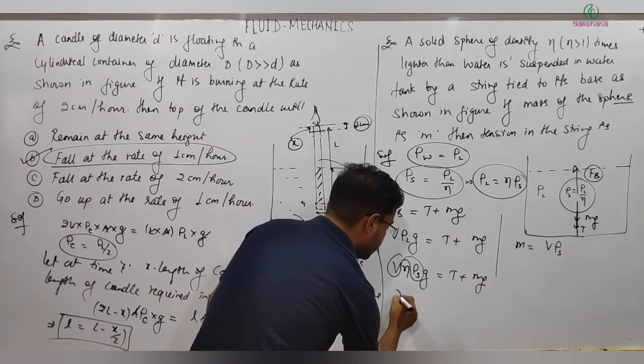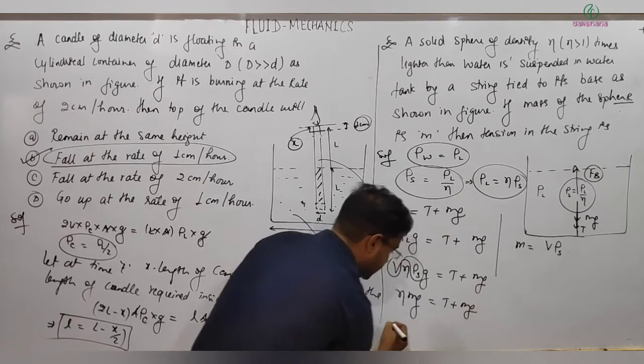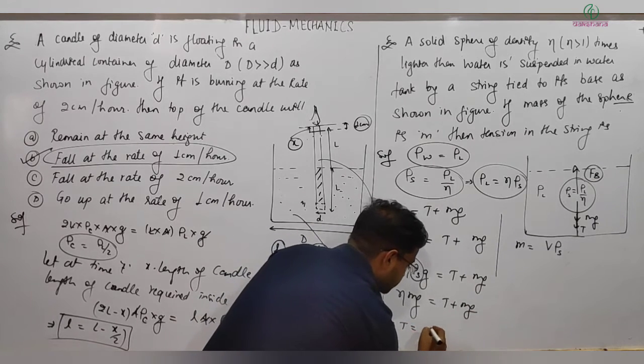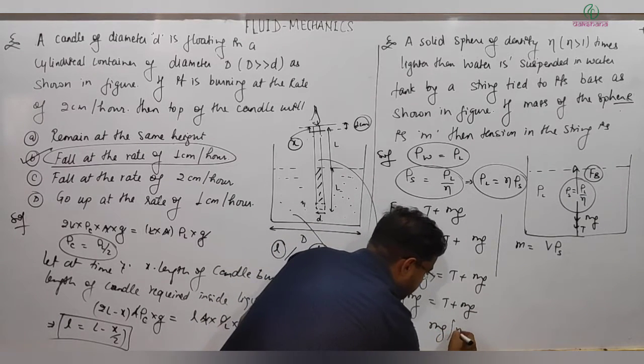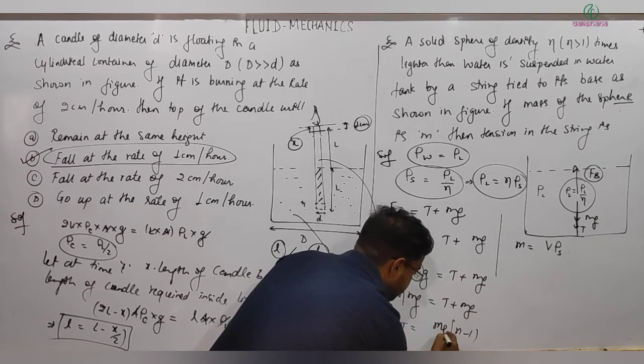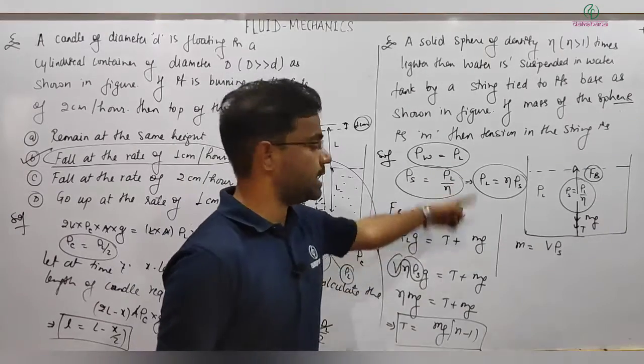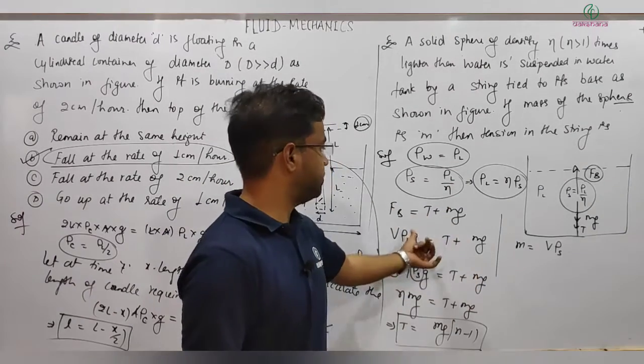So I can write it's eta mg equal to T plus mg, and this implies T is coming out to be mg, taking it out, eta minus 1, and this is the answer, that is the tension in the string. So that is how we can simplify this. I hope you are understanding.